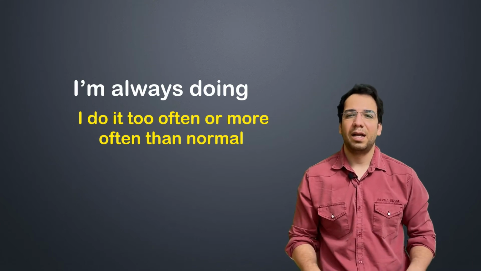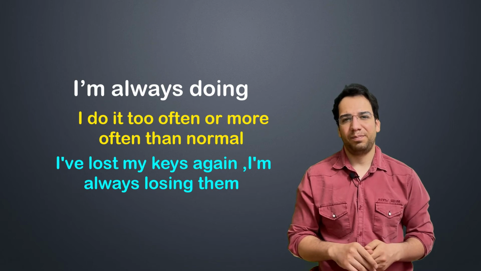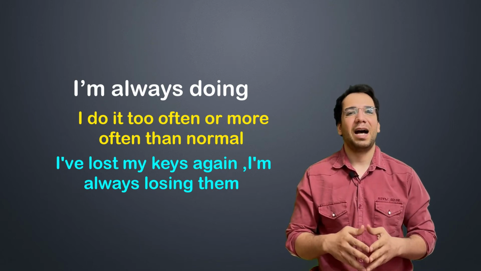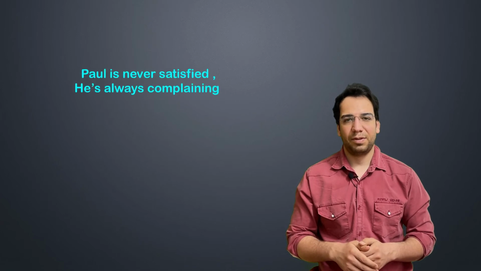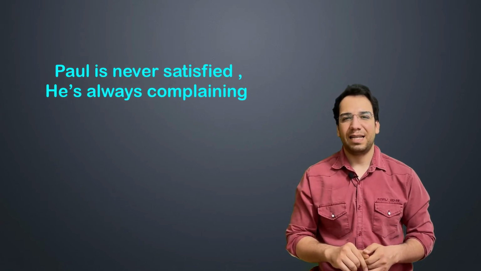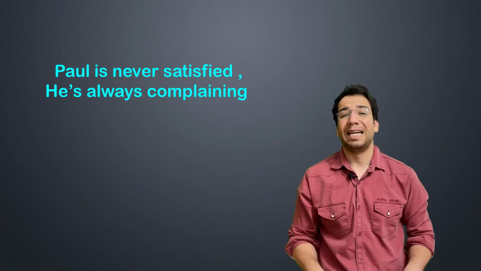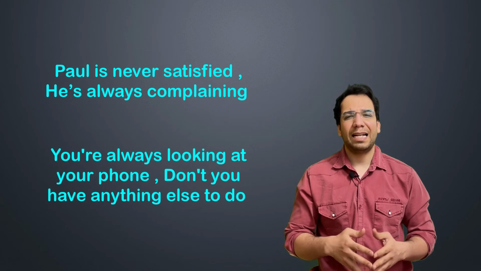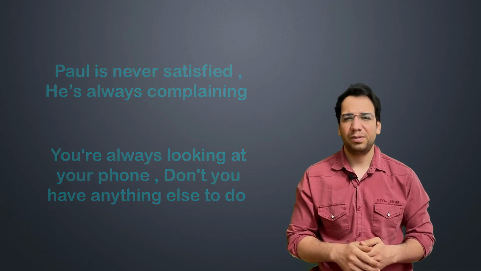For example, I have lost my keys. I'm always losing them. So, I'm always losing them here means I lose them too often or more often than normal. Let me give you two other examples. Paul is never satisfied. He's always complaining, which means he complains too much. Or, you're always looking at your phone. Don't you have anything else to do?